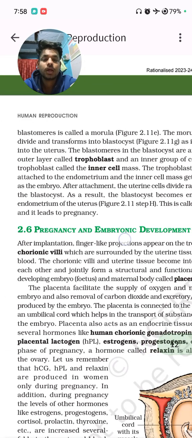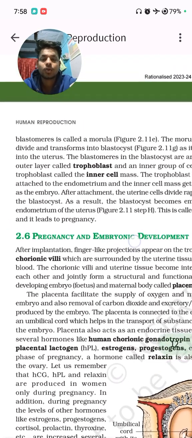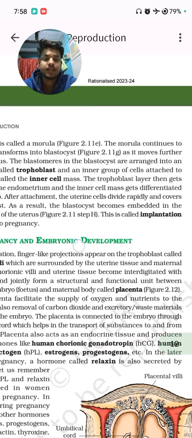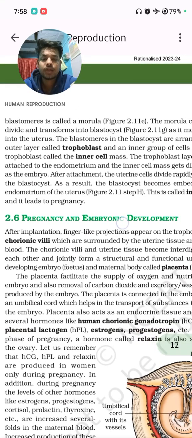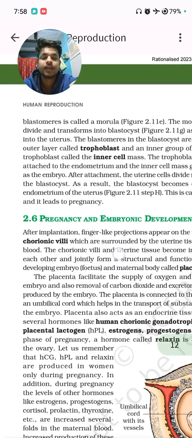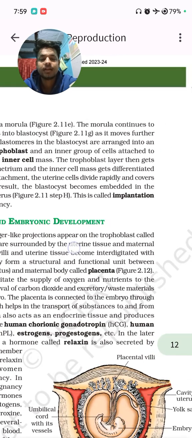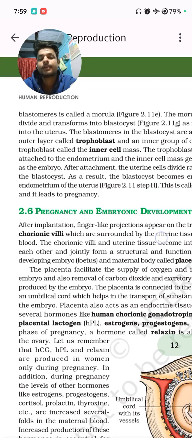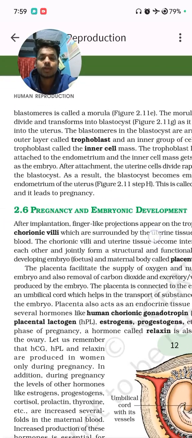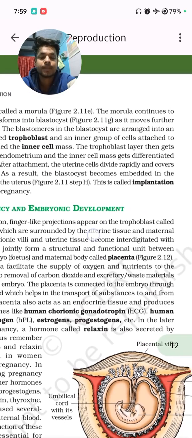As it moves further into the uterus, the blastomeres in the blastocyst are arranged into an outer layer called trophoblast and an inner group of cells attached to the trophoblast called the inner cell mass. The trophoblast layer then gets attached to the endometrium, and the inner cell mass gets differentiated as the embryo. After attachment, the uterine cells divide rapidly and cover the blastocyst. As a result, the blastocyst becomes embedded in the endometrium of the uterus, figure 2.11h. This is called implantation.